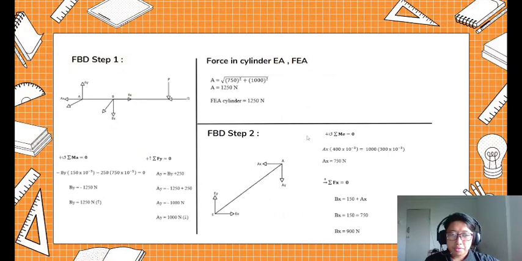The next step is the moment at point E, assuming the counterclockwise rotation is positive, equals 0. Ax times 400 times 10 to the power of negative 3 equals 1000 times 300 times 10 to the power of negative 3, and you get the answer for Ax is 750. The sum of Fx equals 0, assuming the direction to the right is positive. Bx equals 150 plus Ax, and you take 750 Newtons from Ax from the moment at point E and add it to this equation, and you get 900. The answer for Bx is 900 Newtons.